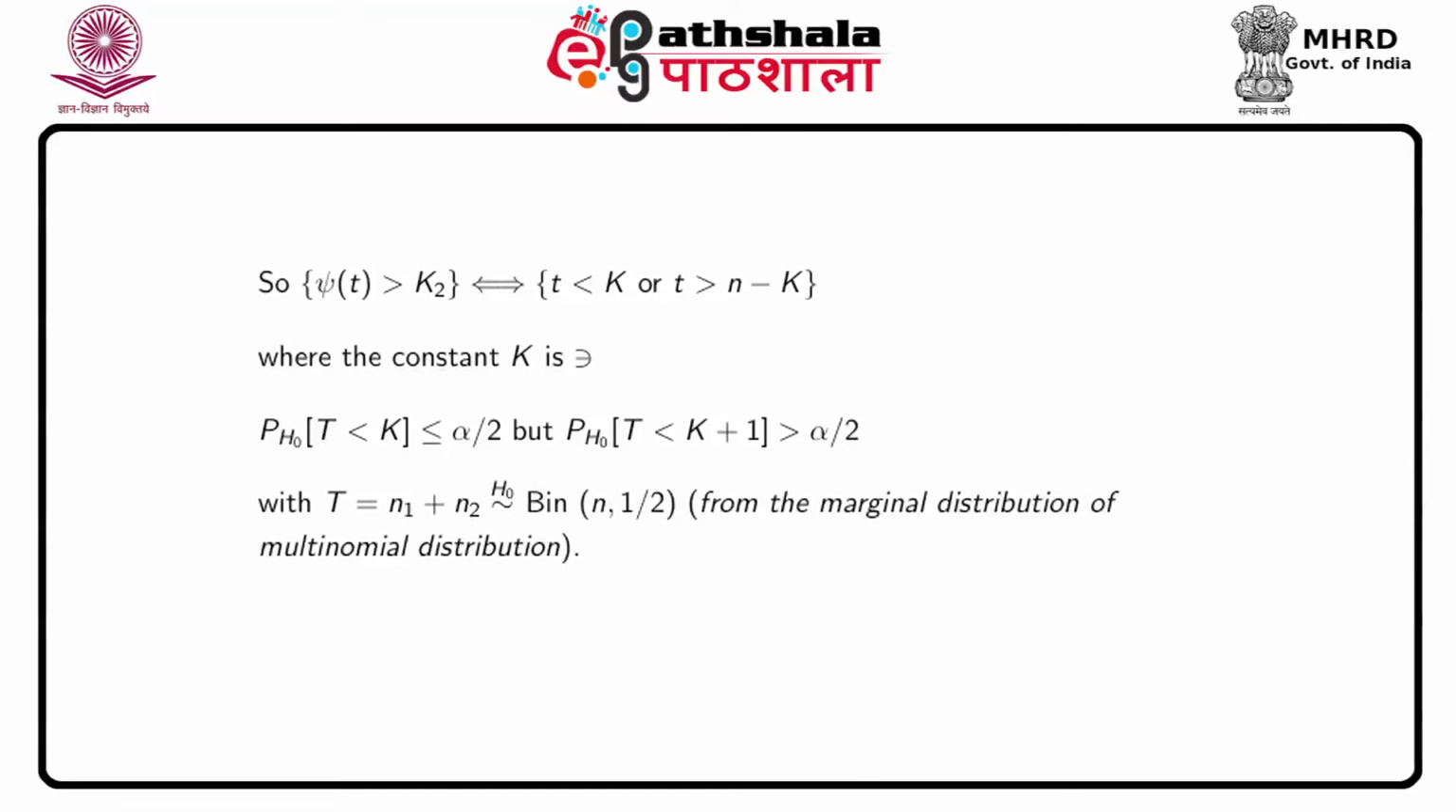Now this result, that t follows under H naught a binomial with n and half, is actually an immediate result of the marginal distribution obtained from the multinomial distribution. With all this, we can draw the conclusion to this module.